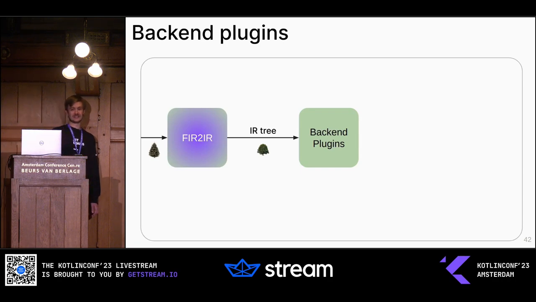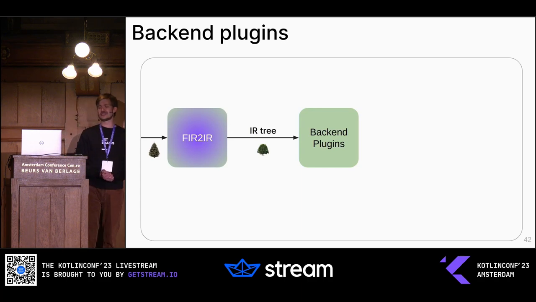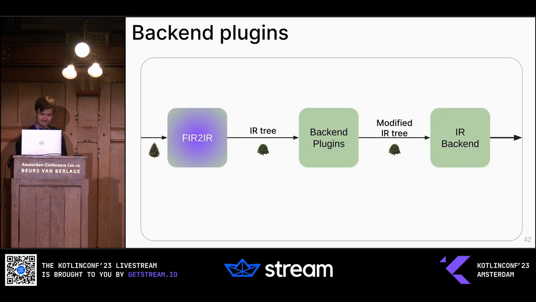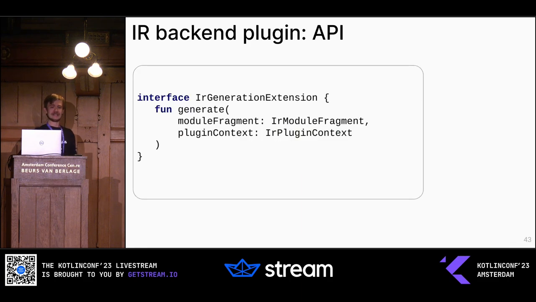How do backend plugins work? They run right after the translator finishes its conversion work. We have just generated an IR-tree. Now backend plugins run. They can change something. Then IR backend runs and performs its work. To write your own backend plugin, you should implement this interface. Well, it's very simple. You should override only one function, and it accepts IR module fragment as the root IR tree node, and IR plugin context as an additional container for something. Well, for example, for built-in classes like int or string, which can be useful when you modify something in this tree.